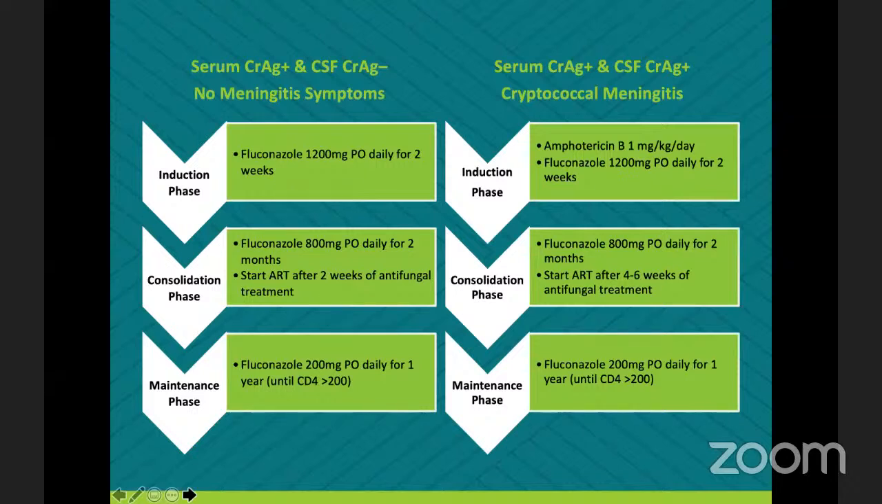So if in the LP, the CSF has come back as CRAG negative and the patient has no meningitis symptoms, you'd start the patient on fluconazole, 1,200 milligrams daily for 2 weeks. After these 2 weeks, then you would start the patient on ART, and then decrease the fluconazole dose to 800 milligrams for 2 months. Following the 2 months, then you would decrease the dose once again to 200 milligrams daily for a year, or until the CD4 count is more than 200.